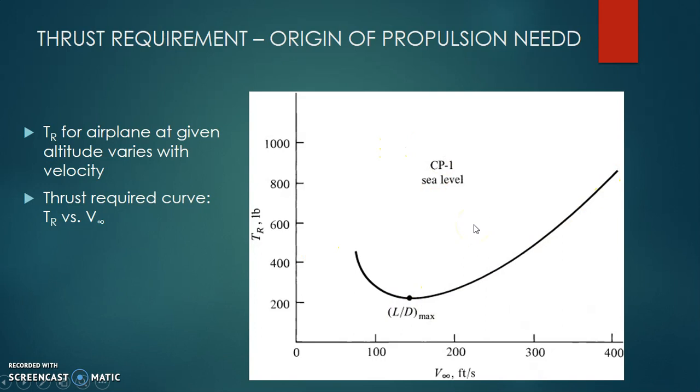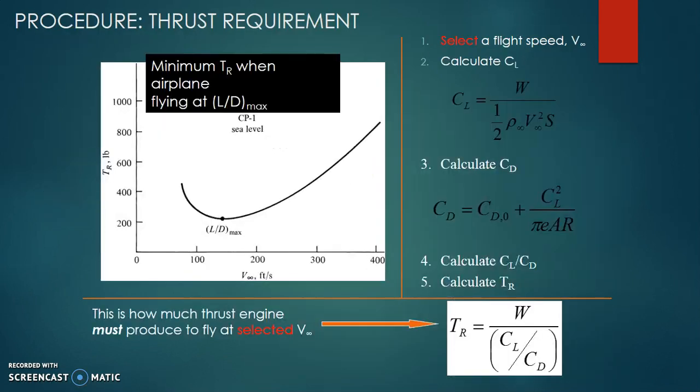What is the CP1 at sea level? It is simply the point to make that at a sea level point, this is the curve that is plotted. As you increase the altitude, the curve shifts, moving up and down depending on the requirements and depending on the sizing. Now, what is therefore the aspect? We see that minimum TR is when the aircraft is flying at L by D max.